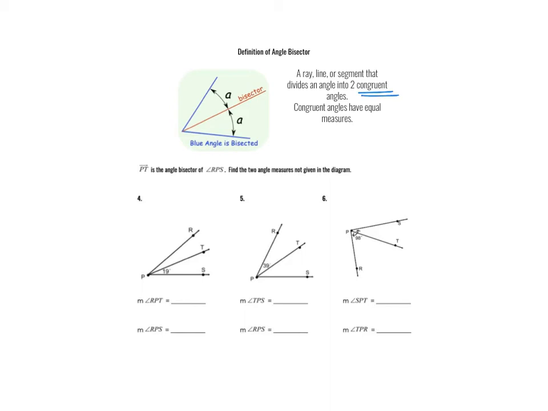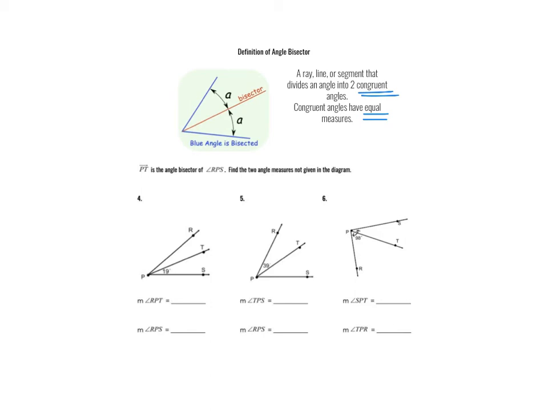Congruent is talking about the actual geometric piece, so those two angles would be the same exact size and measure. And for us, we're just going to probably use the word equal interchangeably with the word congruent. So congruent angles have equal measures.